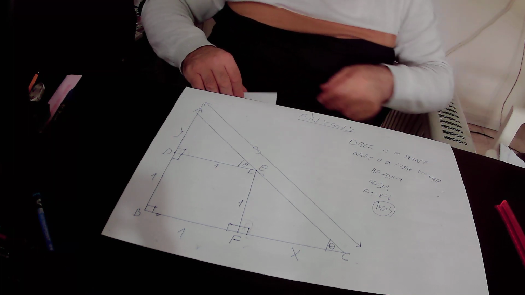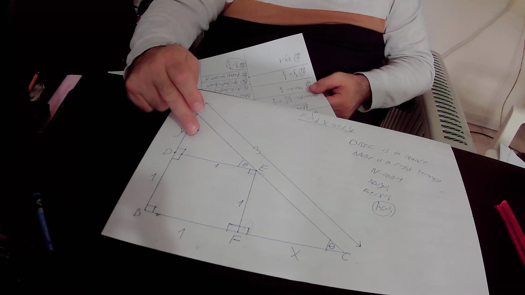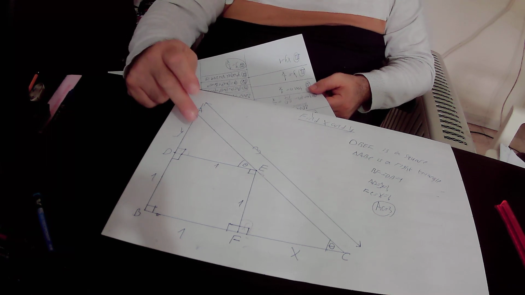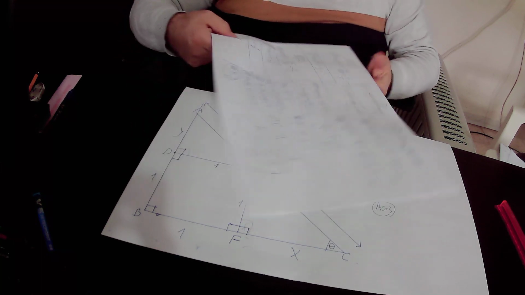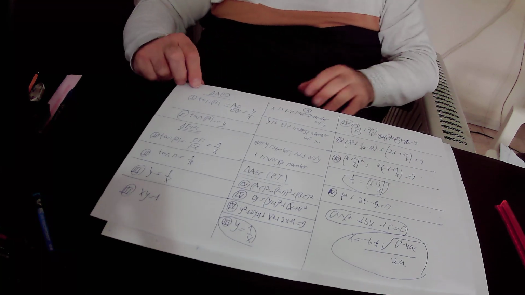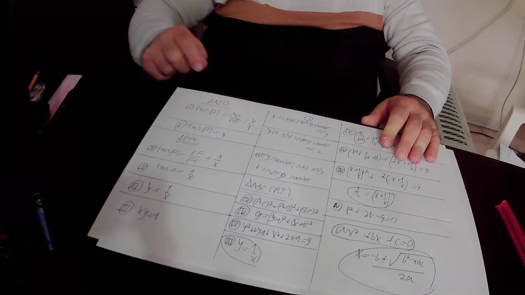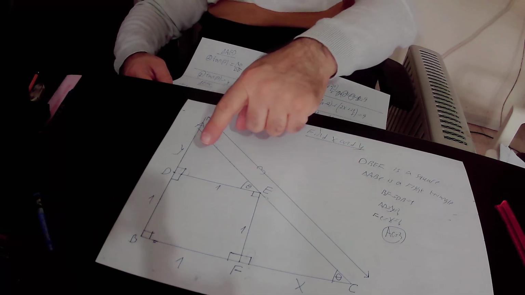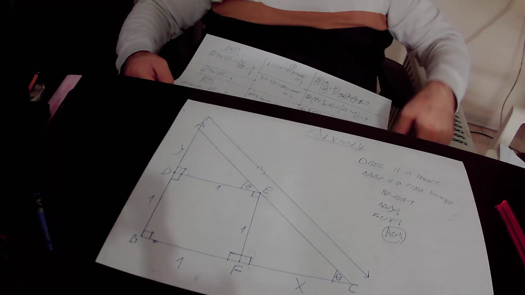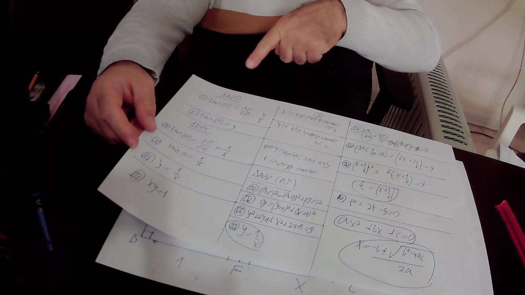Then we focus on the right triangle ADE. In the right triangle AED, tangent theta equals AD over DE. But AD equals 1 and DE equals y, according to what is given in the question. So in conclusion, according to equation number 1, tangent theta equals y.